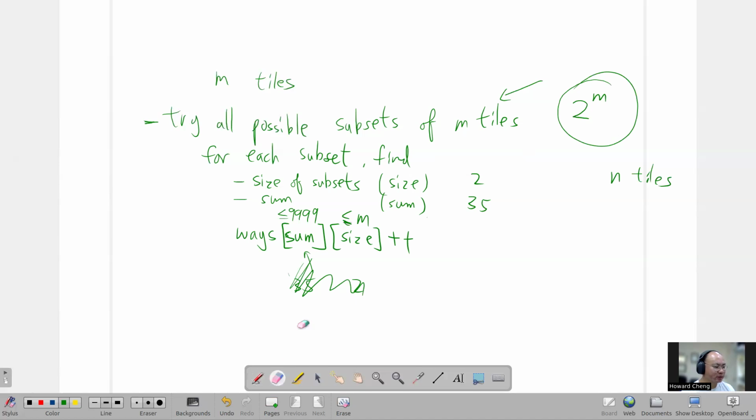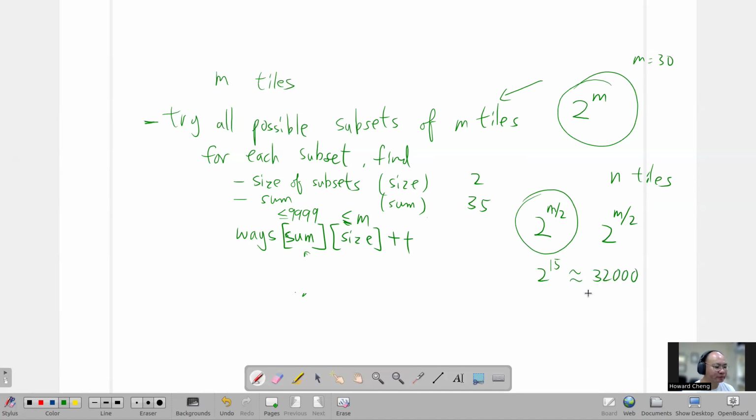But this is where we're going to make the breakthrough, I guess. When you have a problem that is about 2 to the 30-ish, basically 2 to something where 2 to something is too big, but if you can divide it into half, this is okay. So if M is 30, then M over 2 is 15, and 2 to the 15 is only about 32,000, roughly.